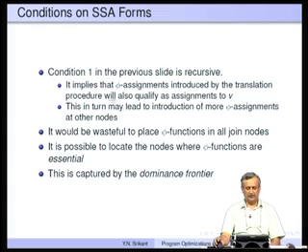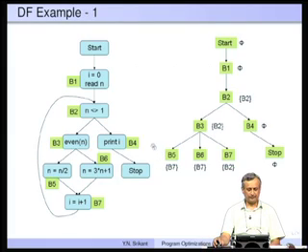Now, condition 1 also says the assignments to the phi functions will also qualify as assignments to the same variable, and therefore, they may in turn introduce more phi functions. So, the dominance frontier really tells you exactly where phi functions are to be included, including the recursive nature of this condition 1.